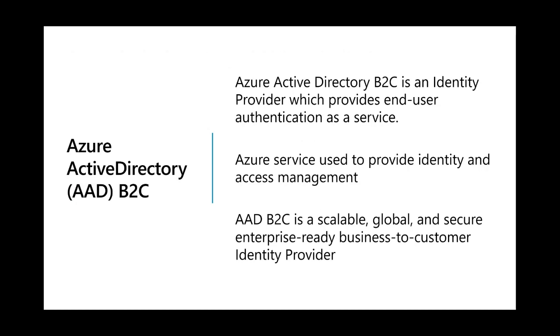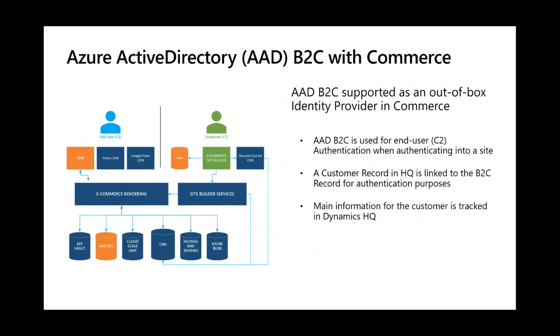So let's take a look at how those fit together. As Dynamics Commerce started, we're using AAD B2C as an out-of-the-box identity provider. That means that B2C is used for the end user, the visitors to your site built in Dynamics Commerce, for their authentication purposes. You'd still have a linked customer record in Dynamics that lives in HQ in the channel database, and that's linked to the B2C record for that authentication purpose. So all the main information for the customer is still tracked in Dynamics HQ. Again, we're just using the B2C element for that sensitive authentication portion.